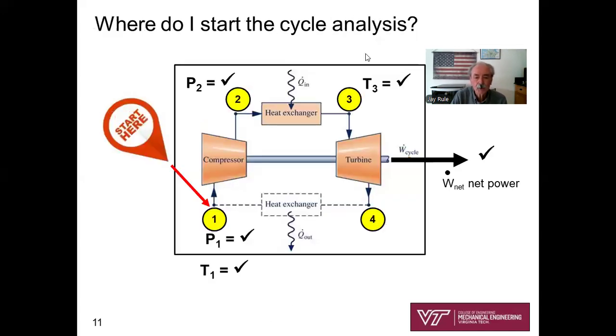Okay, let's see. Where do I start on the analysis? I've studied my given information. I see that I've got P1 and T1 given. I know I need mass flow rate, so I'm going to start at state one, and then I will just work my way around the cycle, because I need to, what do I need to determine? I need to determine the work required by the compressor. I need to determine the heat added, QH. I need to determine the work produced by the turbine. That will give me the net work, and that'll give me the thermal efficiency. And the net work times the mass flow rate will give me the net power.